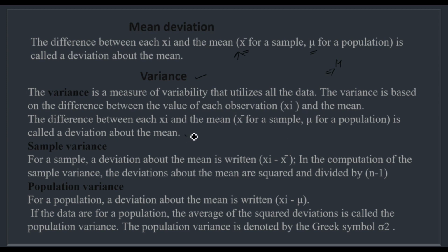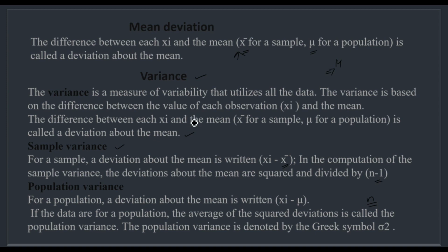Then we are calculating with the equation. If we are calculating the variance for a sample, it is called the sample variance. That is, we first calculate the mean deviation, then we square that deviation and divide this by n minus 1 if it is a sample. If it is a population, we square this mean deviation, add them up and divide by n, the whole number of data in that population.